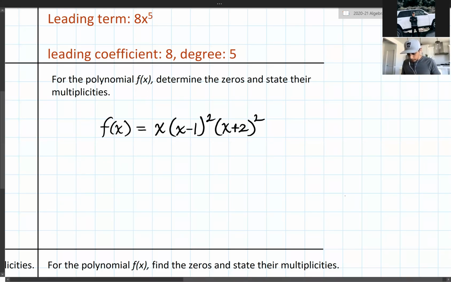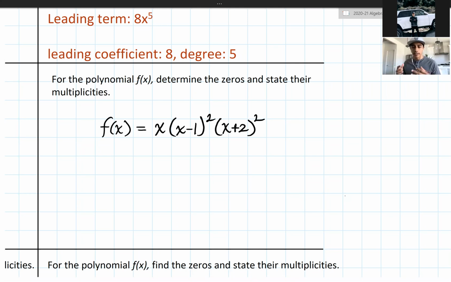Okay, so we're going to be looking to find the zeros, aka x-intercepts, aka the roots, all right? And then we're going to state the multiplicity. So we're going to say, okay, it has multiplicity of 1, multiplicity of 2. Is that odd? Is that even?